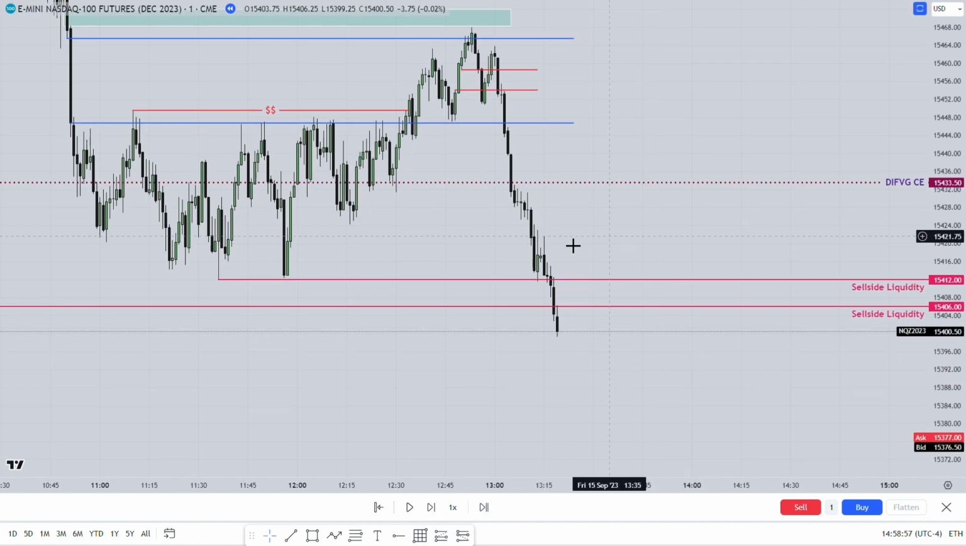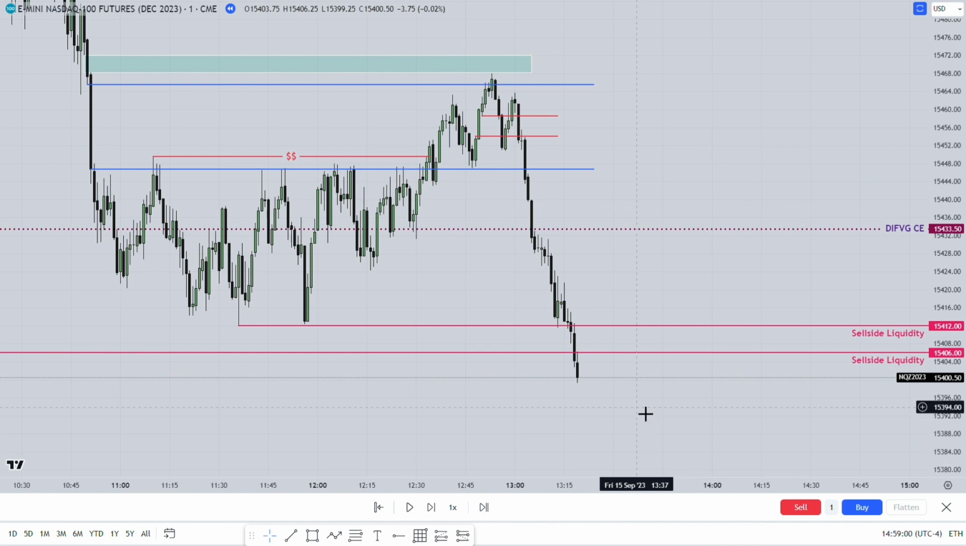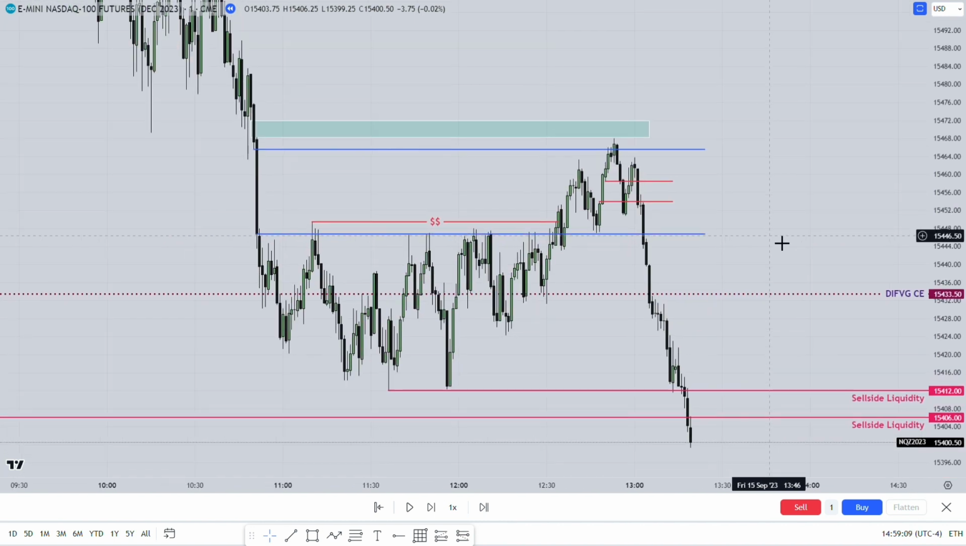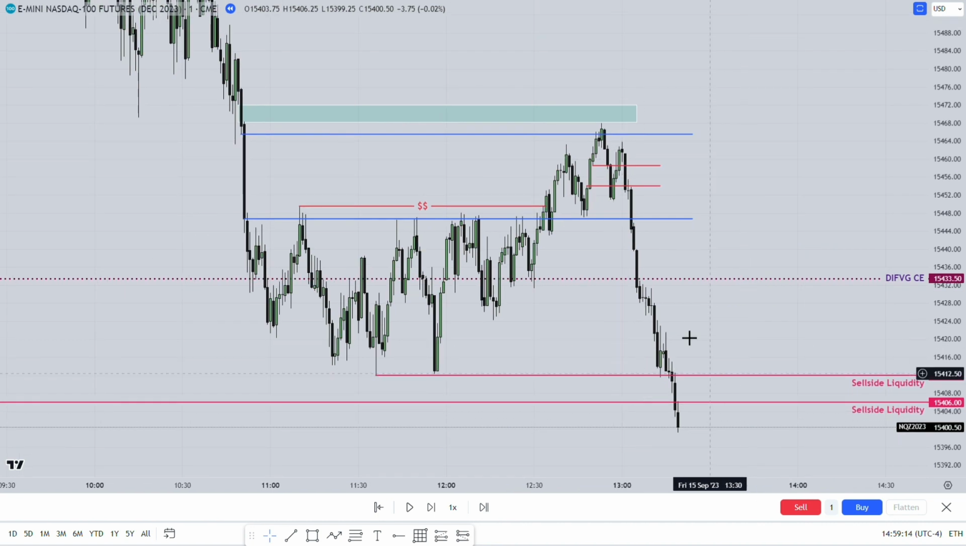So the market actually cleared all of the sell side liquidity, and I don't want to go further because it's already 16 minutes. So that's the thinking, and that was the plan, the liquidity taking plan.